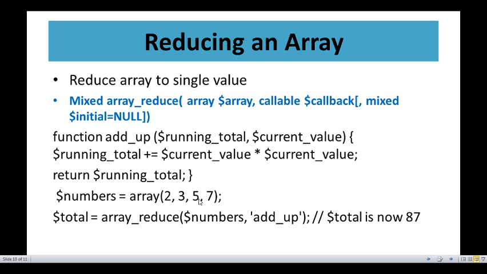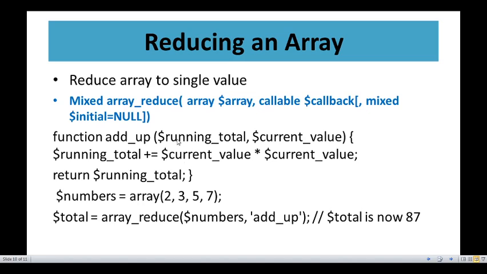Suppose the values are 2, 3, 5, 7. At that time the current value is 2. Initially the running total is considered 0. Then the square of 2 is 4, so we add 4: first, initially 0 plus 4. Then next time the square of the next value is added. Initially the running total is 0, plus 2 into 2, which is 4. So it will store the 4 for the next step.